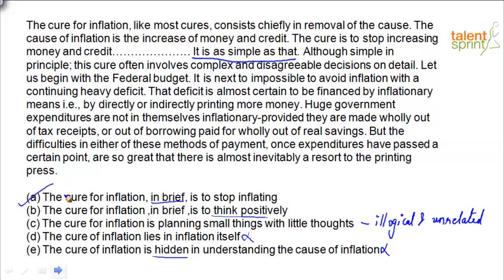And that makes sense. So basically what we've done here is, we've applied a couple of pointers that we looked at, right? We said focus on surrounding context. We did that. We identified clue phrases not only from the passage but also from the options. Third, we applied logic. We eliminated wrong answer choices, right? So the answer for this passage is option A. The cure for inflation in brief is to stop inflating. It is as simple as that.